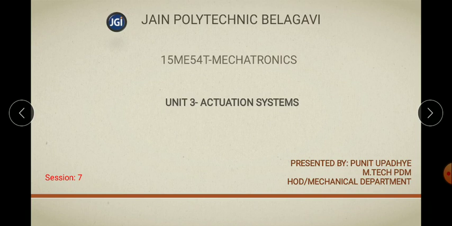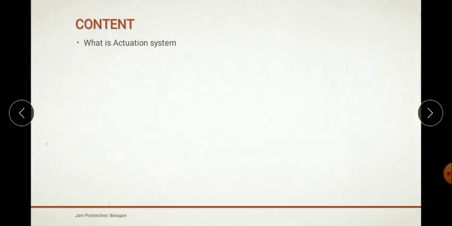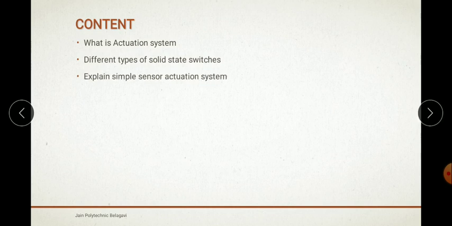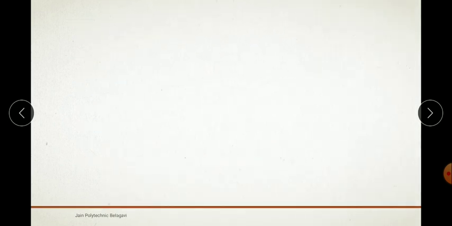In this session, we are going to start with a new chapter, Actuation Systems. So what will be covered in this session? What is the actuation system? Different types of solid state switches. Explain simple sensor actuation system. Relays, diodes, MOSFETs, solenoids, and important questions for examinations. So let us begin with the actuation system.